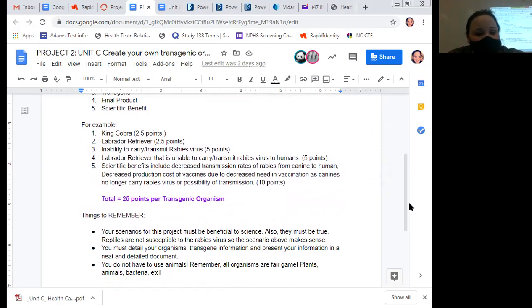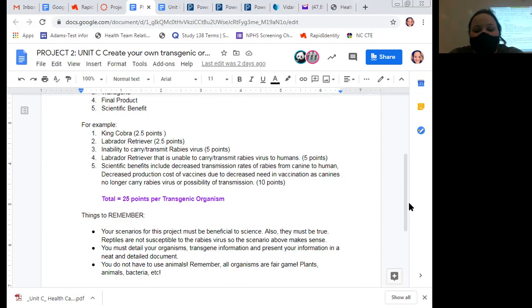While still benefiting science, they also must not be true. So the example that I gave is reptiles are not susceptible to the rabies virus. So the scenario above makes sense. I will be reading each one of your scenarios, so it has to make sense, okay? And then again, you do not have to use animals. Just remember, all organisms are fair game. Plants, animals, bacteria, etc. Be creative.